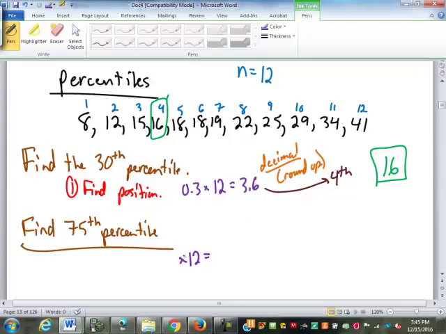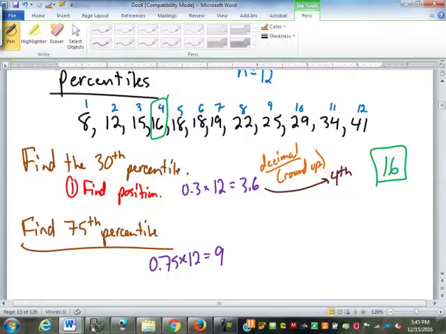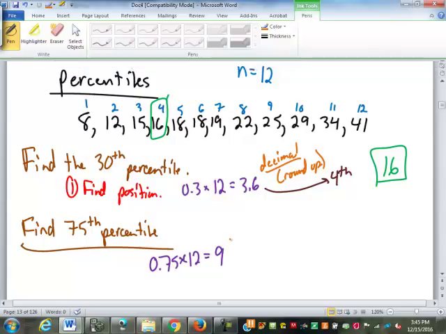What's 75% as a decimal? 0.75. We get 9. Well, when we're doing our median, if we got a whole number, no fraction or decimal, what'd that tell us about our position? It's between.